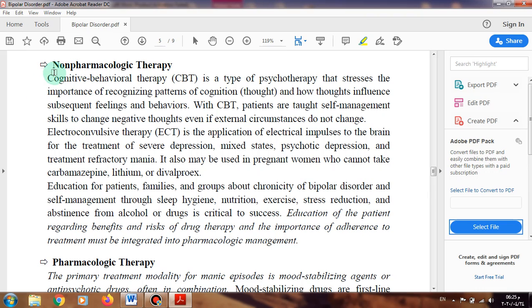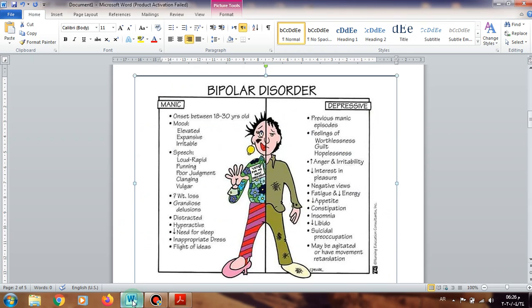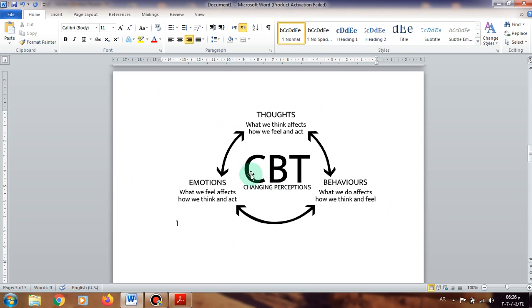Non-pharmacological therapy including cognitive behavioral therapy, which is a type of the psychotherapy العلاج المعرفي السلوكي, type of psychotherapy that stresses the importance of recognizing pattern of cognition or thought and how the thought influences the subsequent feeling and behaviors. So the cognitive behavioral therapy is changing perception, which is the relationship between the thought, behaviors and the emotion. احنا قلناها face-to-face interview between the patients and the therapist whether psychologist or psychiatrist.